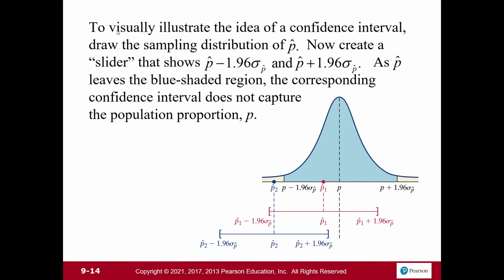So here, to visually illustrate the idea of a confidence interval, draw the sampling distribution of p hat. Now create the slider that shows p hat minus 1.96 sigma p hat and p hat plus 1.96 sigma p hat. As p hat leaves the blue shaded region, the corresponding confidence interval does not capture the population proportion. Alright, so it kind of just depends. As we construct a confidence interval, let's just say theoretically that p, the true population proportion, is unknown. We want to know if the confidence interval will actually capture the true proportion, because that's its job.